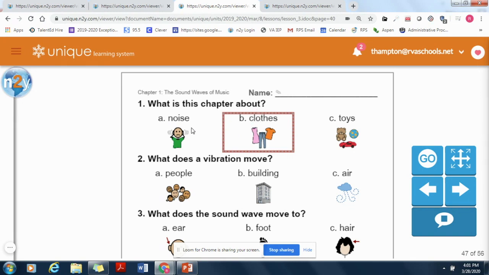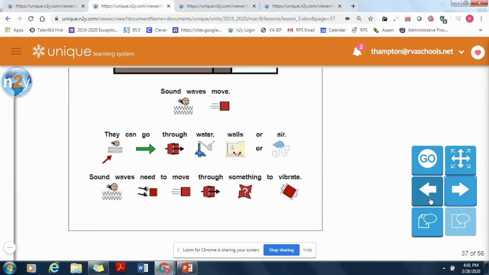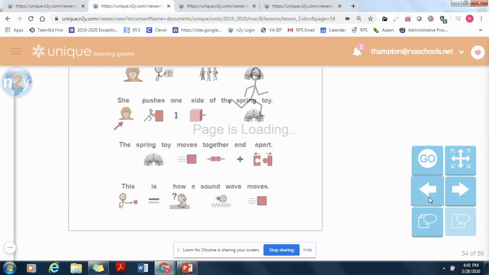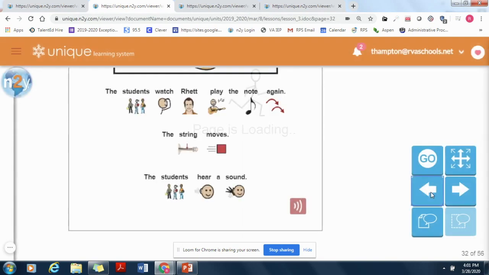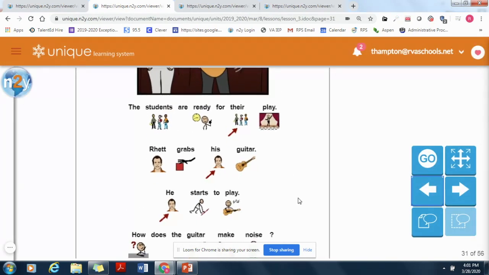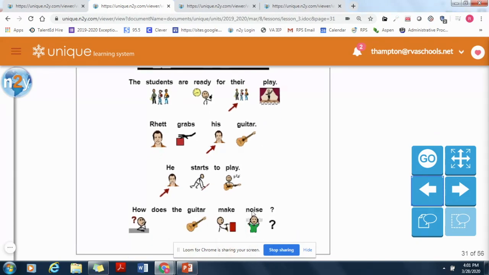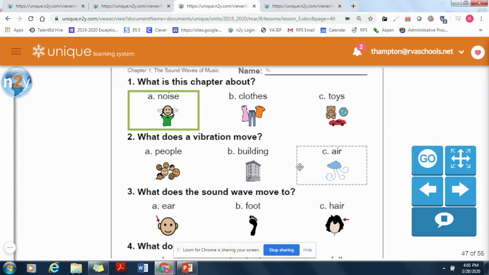What is this chapter about? Is it about noise? Is it about clothes? Or is it about toys? You remember anything in our book about toys? Don't know that I remember anything in our book about toys. Okay, we always want to go back in our reading and see. Was it about noise? Noise. Now that was green. So as we go back through, we can see that in our story, we're talking about how he grabbed his guitar and he started to play and how it made noise. Okay? Always go back and check your answers.